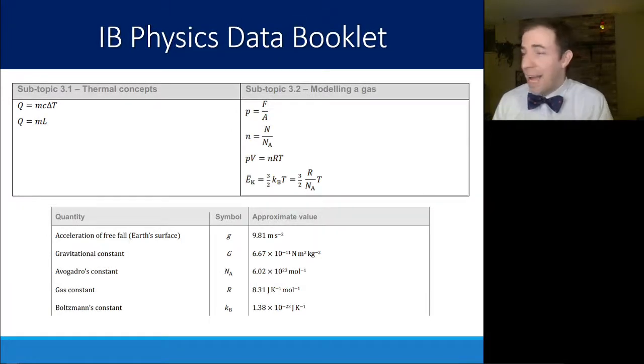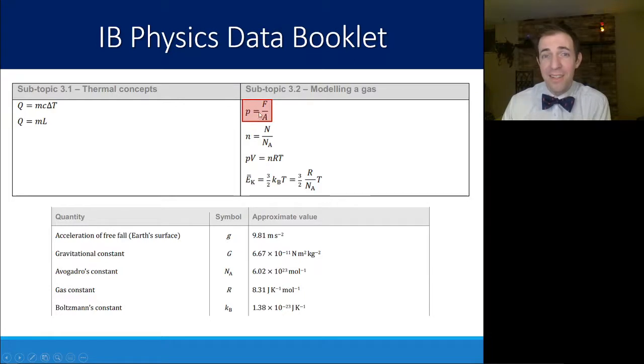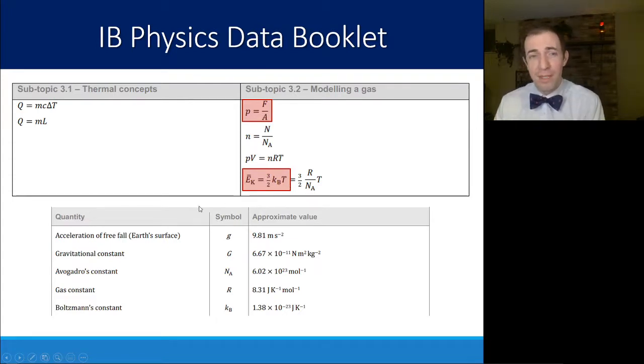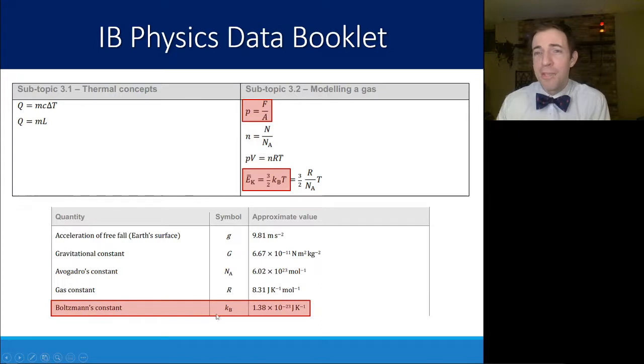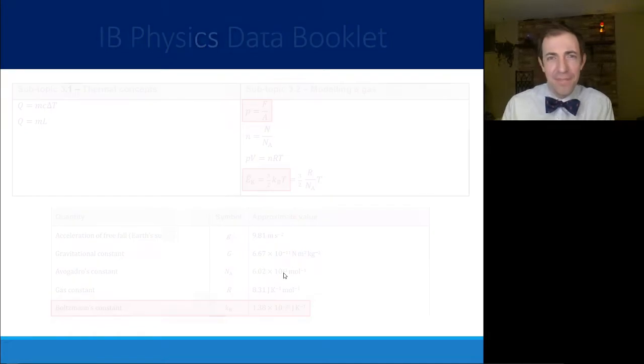To see this in the IB Physics data booklet, we can see the pressure equation that we talked about earlier shows up in subtopic 3.2, as well as this kinetic energy equation showing up here towards the bottom of 3.2. k_B, Boltzmann's constant, shows up in our list of constants and variables at the very front of the data booklet.